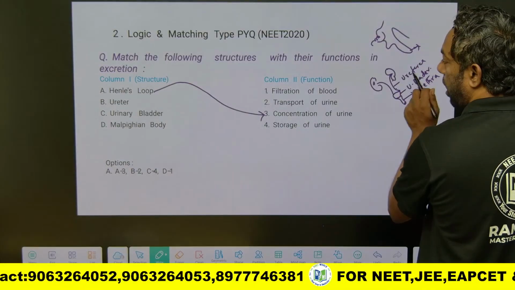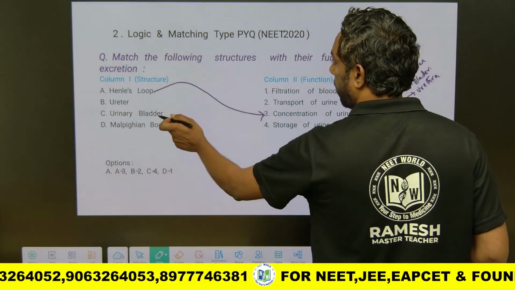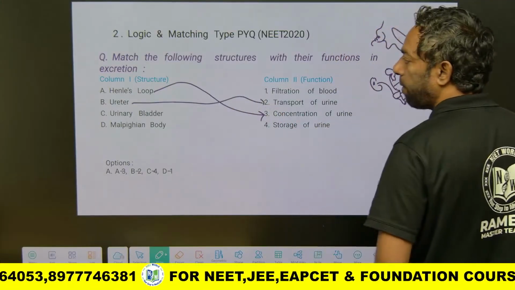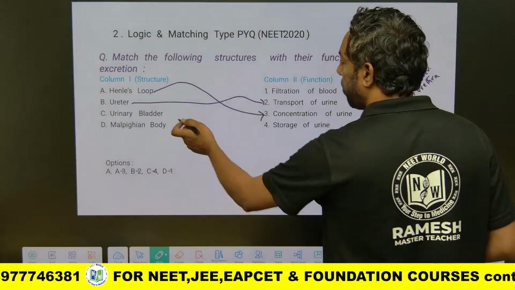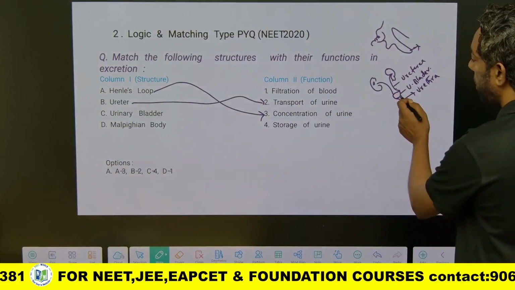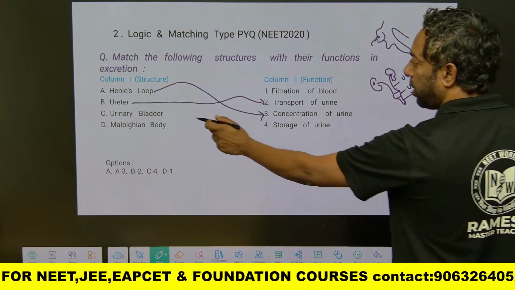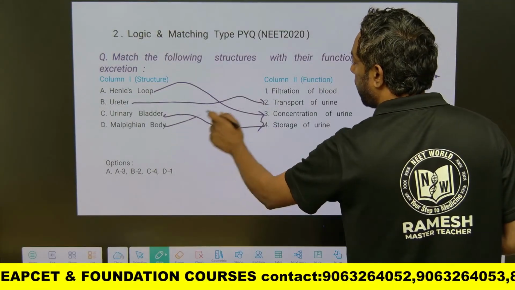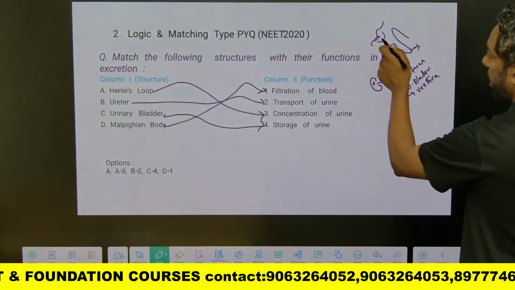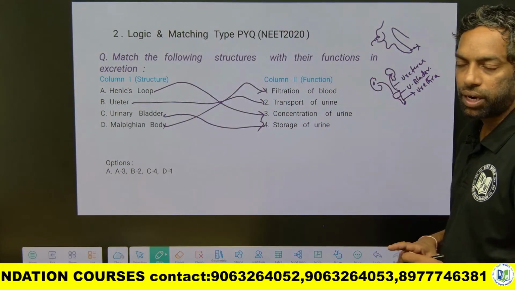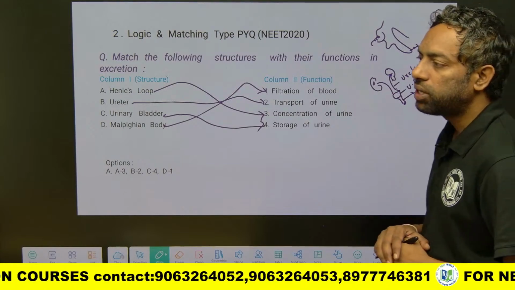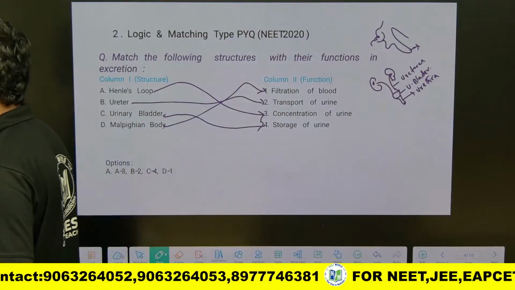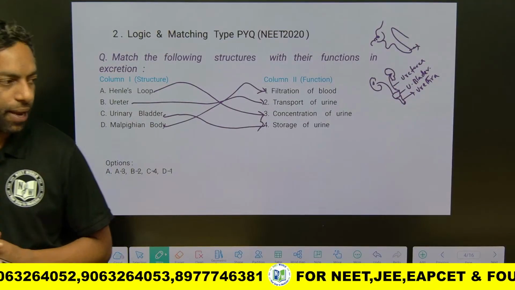Ureters transport urine. The urinary bladder stores the urine that is transported, okay, the urinary bladder is for storing urine. The Malpighian body filters, where filtration first starts. This is all about this question, a very easy question, guys, this kind of question is very easy.